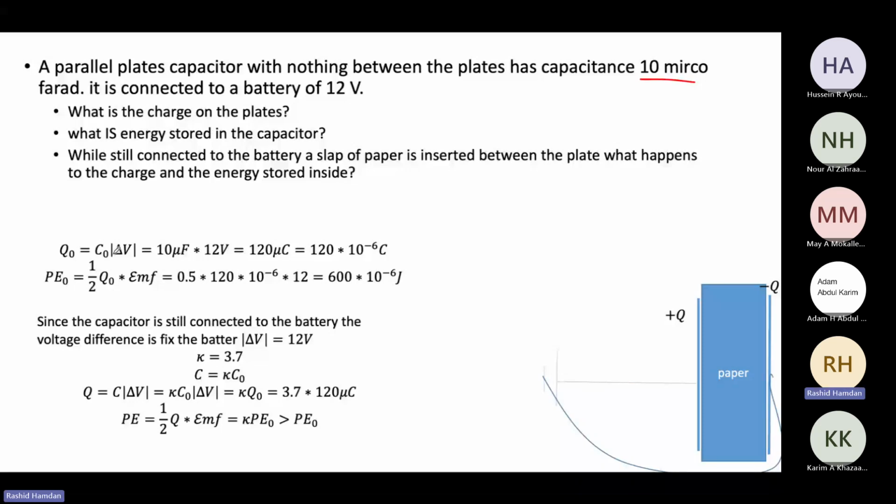So I have it first with nothing between the plates, and I connect it to the battery. The Q0 equals C0 delta V. So it is 120 microcoulomb, or 120 times 10 power minus 6 coulombs. The energy is half Q delta V. So it's equal to 600 times 10 power minus 6 joules, or 600 microjoule.